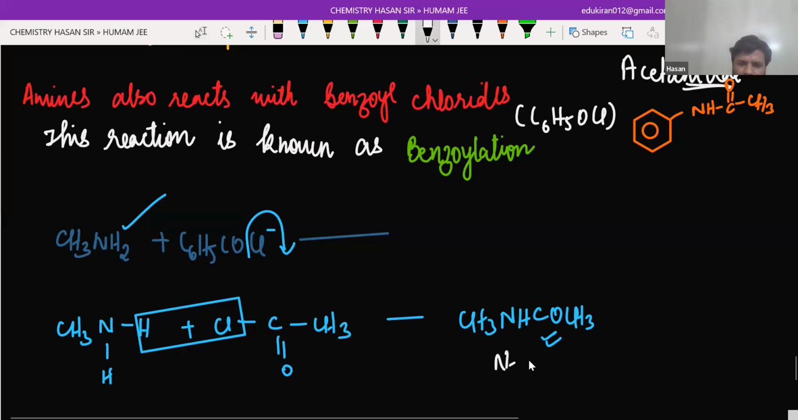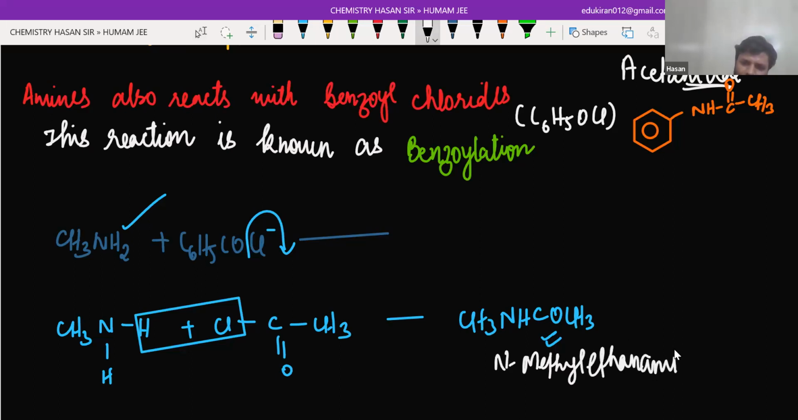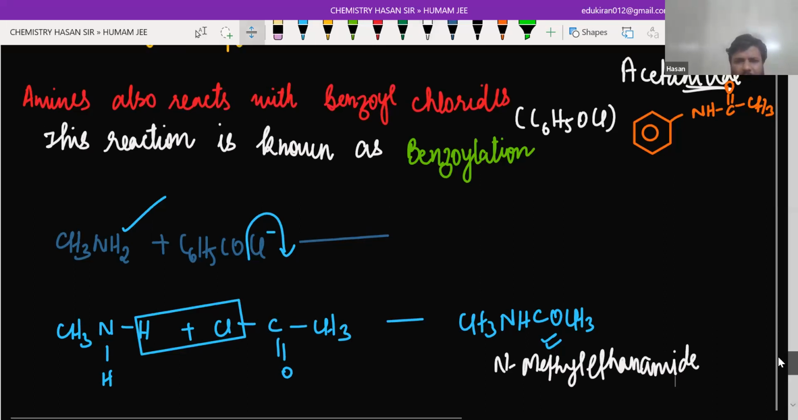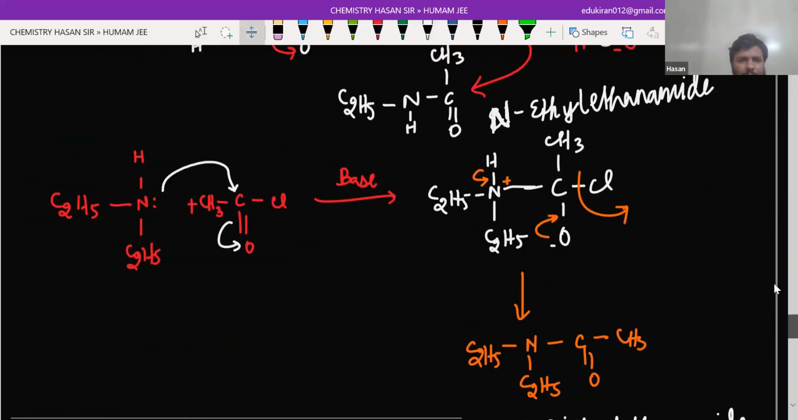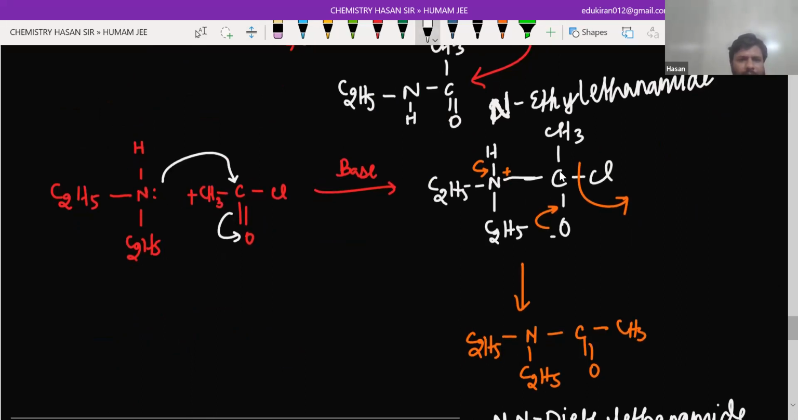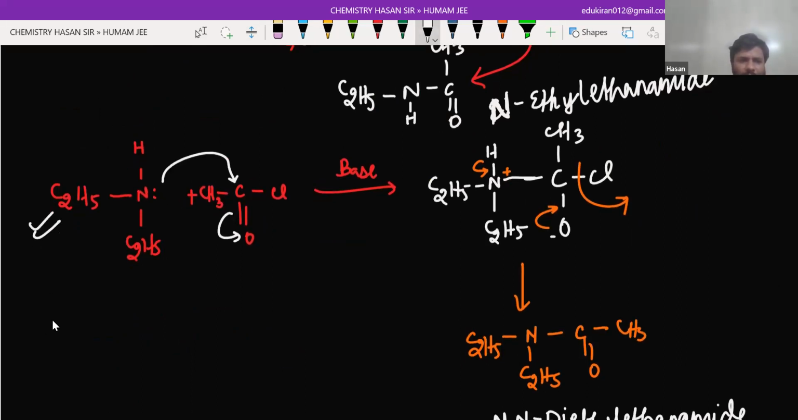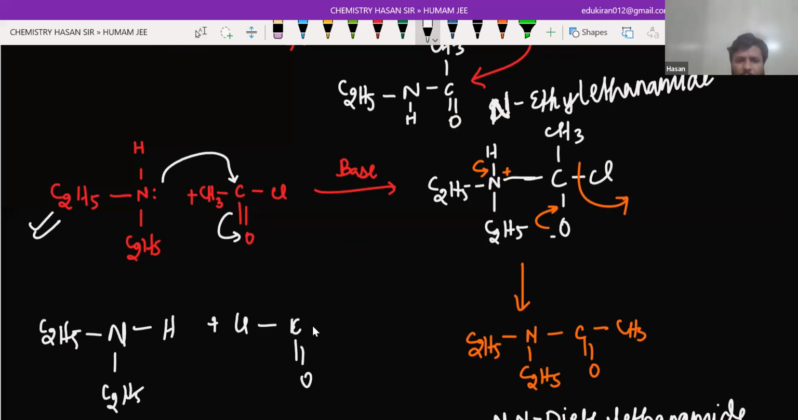It will have a name, N-methyl ethanamide. Is that clear? In the same way, the reaction took place here. I made it lengthy, but I can write this reaction in this form. Like you can see, C2H5 is here, hydrogen is here, and C double bond O CH3, and you can remove this HCl.